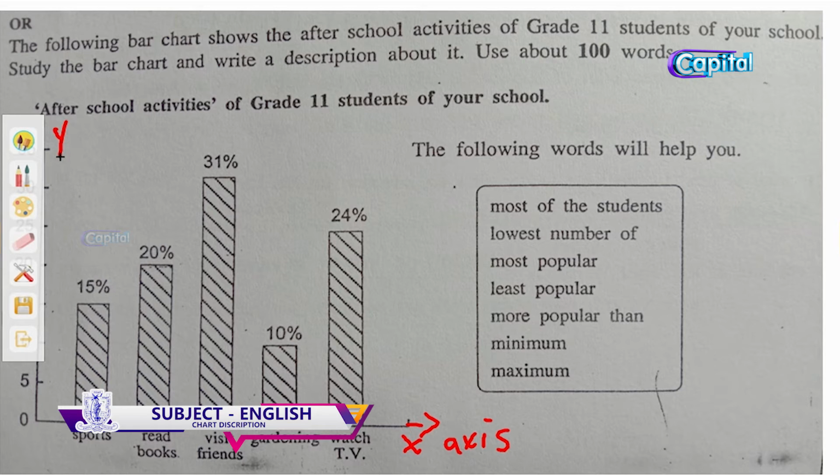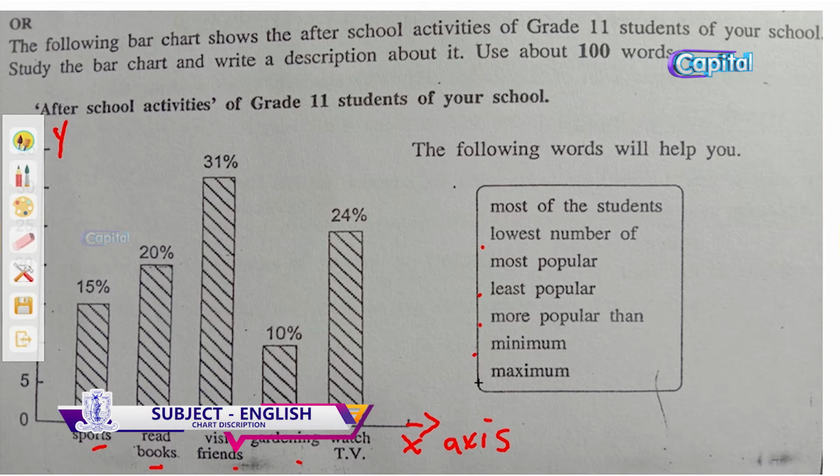What are the activities mentioned here? Sports, reading books, visiting friends, gardening and watching TV. The words they have given you are most of the students, lowest number of, most popular, least popular, more popular than, minimum and maximum. You can use these words. No need to use all the words given there. Right. Now, let us study the graph.